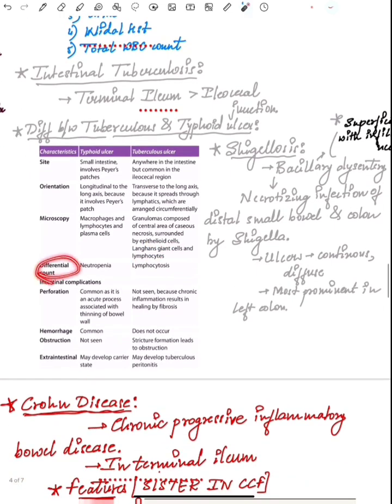Coming to differential count, neutropenia, lymphocytosis. Perforation is common in typhoid as an acute process associated with thinning of the bowel wall; it is not seen in tuberculosis because chronic inflammation results in healing by fibrosis. Hemorrhage is most common in typhoid. Here in tuberculosis, hemorrhage doesn't occur. Obstruction is not seen in typhoid. In tuberculosis, stricture formation leads to obstruction. Extraintestinal: typhoid may develop carrier state, tuberculosis may develop peritonitis.